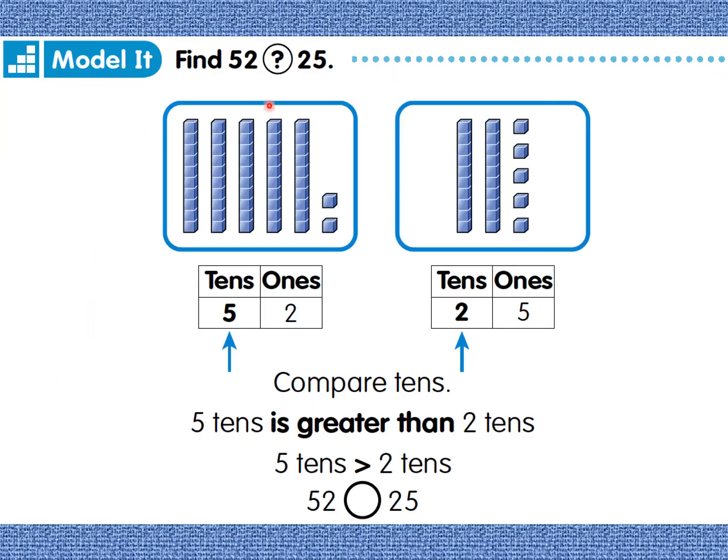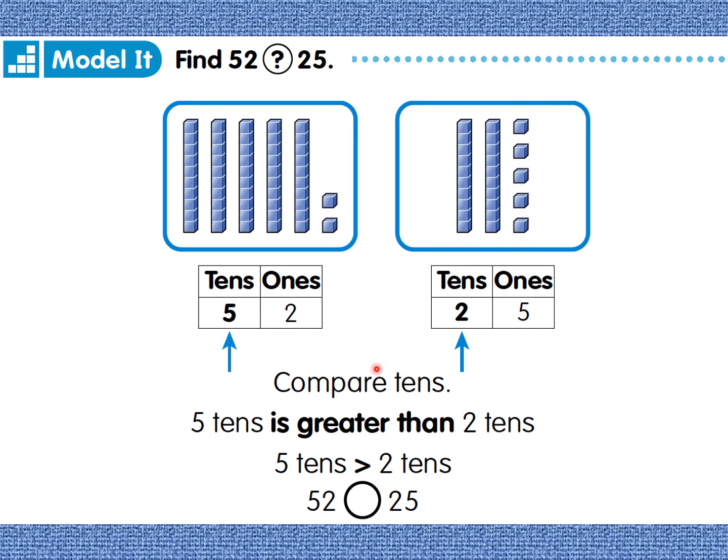So here we have a model to show us exactly those same numbers. Our story problem said that Nora picked 52 apples. So here's her 52 apples, here's her 5 tens and 2 ones. And then Nick picked 25 apples. So here's his 2 tens and his 5 ones.